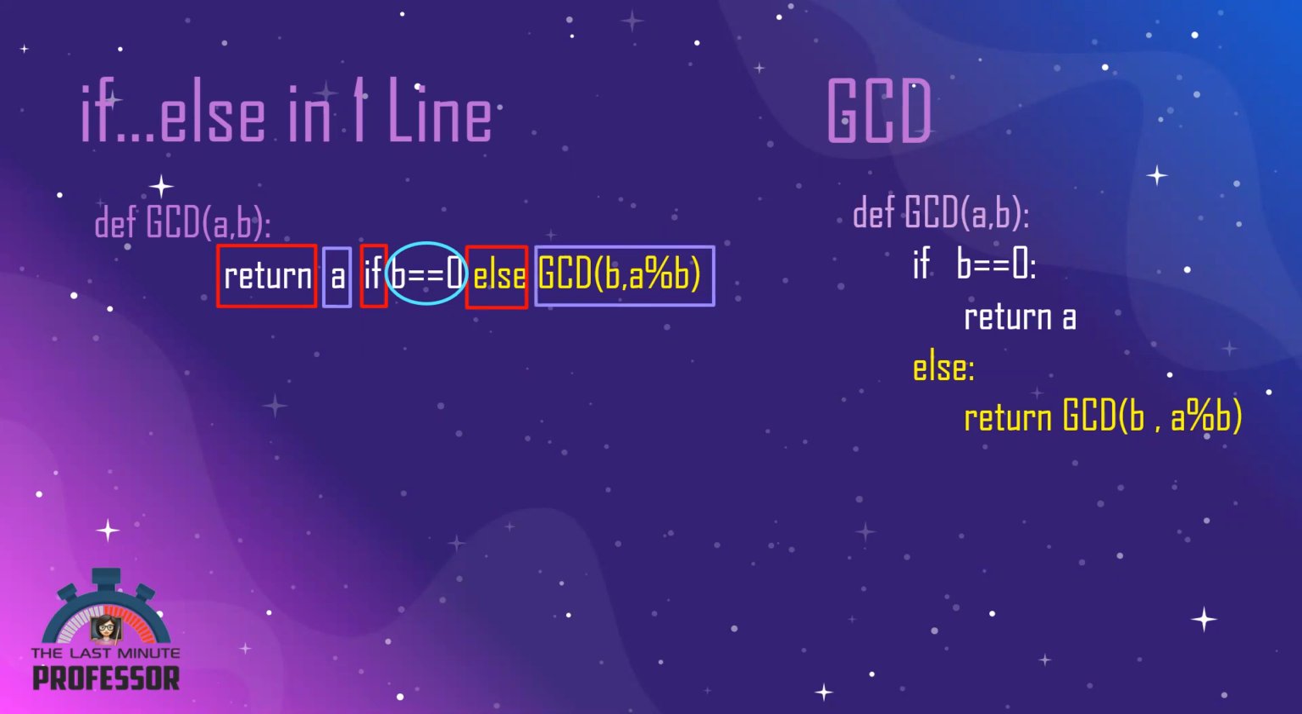So here it is, return A if B equal to 0, else GCD of B comma A modular division B. Note that after else, there is no return.